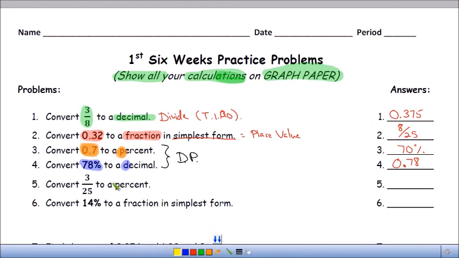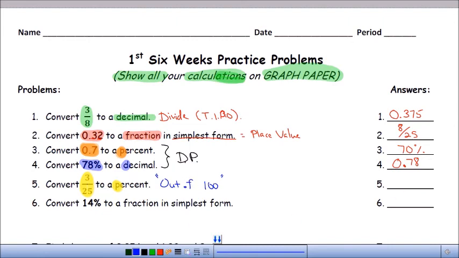Okay, now the next thing we have to do is convert this fraction right here, 3/25, to a percent. So now we're going from a fraction to a percent. And there is no shortcut for that except to make the denominator be a 100. This is an easy one because we know that 25 can be changed to a 100 really quickly. So remember this one, that percent means out of 100. If you cannot change the denominator to be a 100, then all you have to do is change it to a decimal and then change it to a percent.